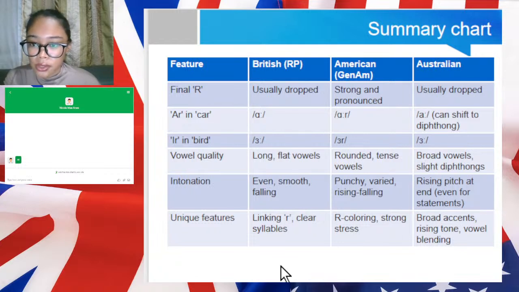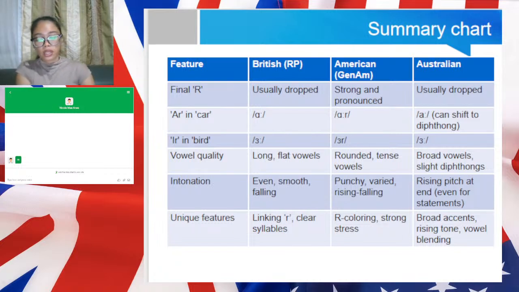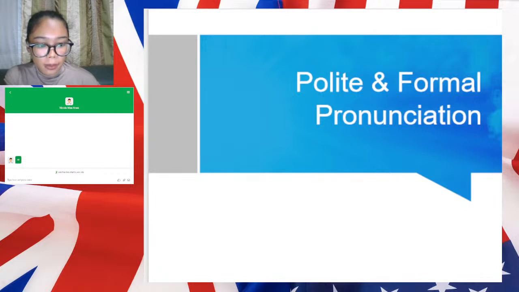For unique features, British English has a linking R and clear syllables. American English has R coloring and strong stress. Australian English has a broad accent, rising tone, and vowel blending. So that is the summary of the differences in regional accents. Let's move on to another topic for today's session, which is polite and formal pronunciation.